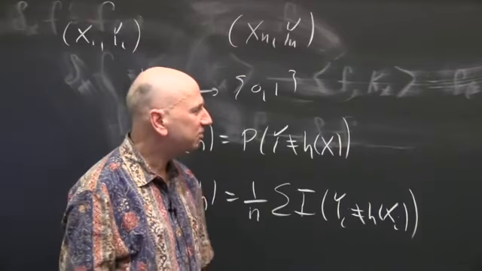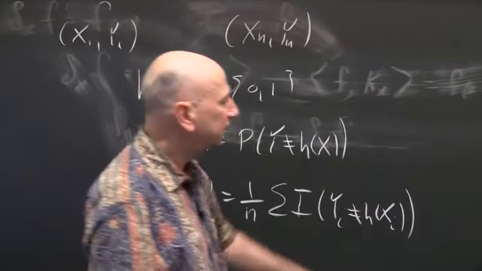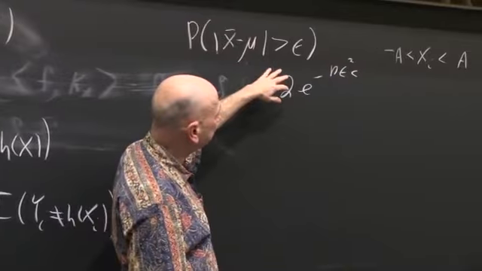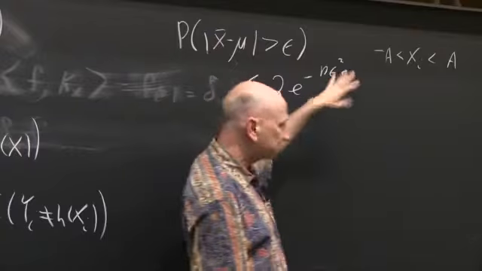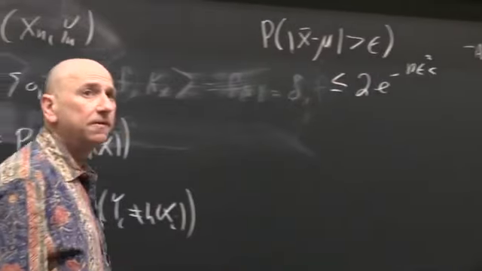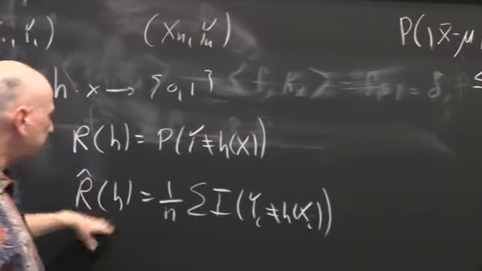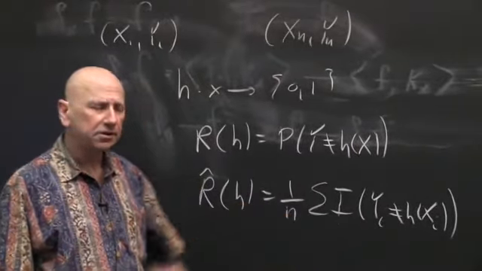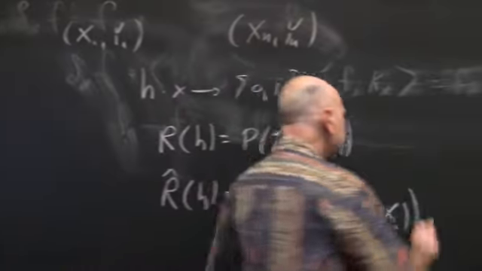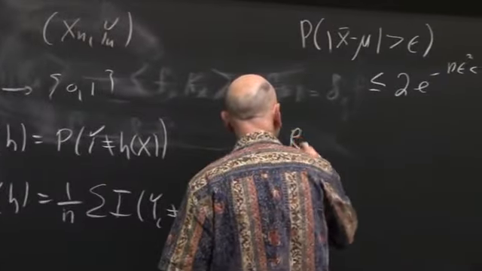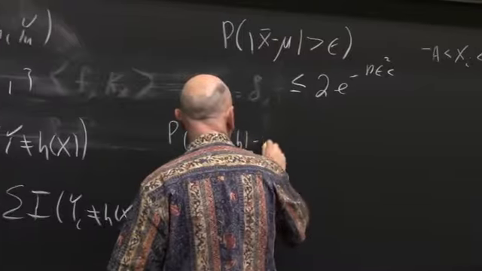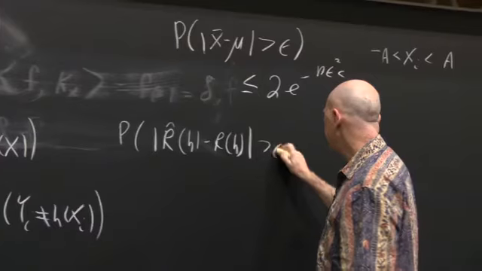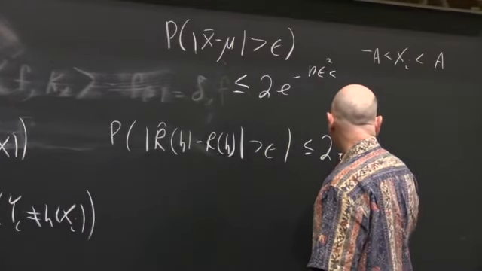Most of concentration of measure, to some degree, is just extending Hoeffding's inequality. It says that the probability that the average and the mean deviate by more than epsilon is very small. The fact that this goes to 0 exponentially quickly is what makes it very useful. We could apply that here. These are just coin flips, zeros and ones. And so there you go: the probability that the classification error and its estimate differ by more than epsilon is very small.